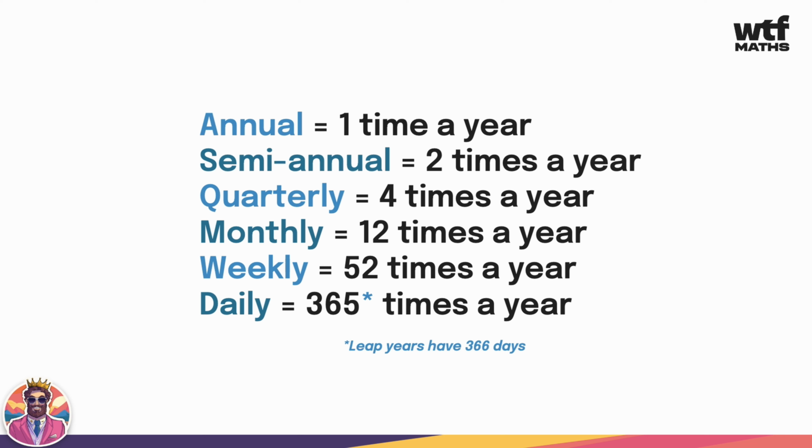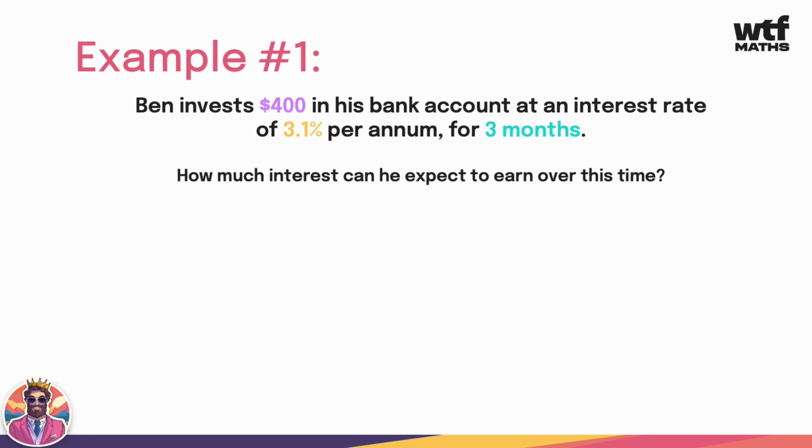You might notice that little asterisk next to the 365. That's because leap years have 366 days. Now don't worry about this unless the question specifically points it out to you. 99% of the time you will not have to use leap years. So just stick with 365 days if you're asked a question about days. Let's look at an example.